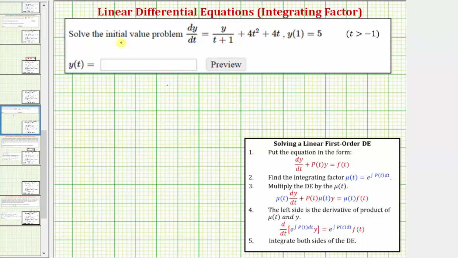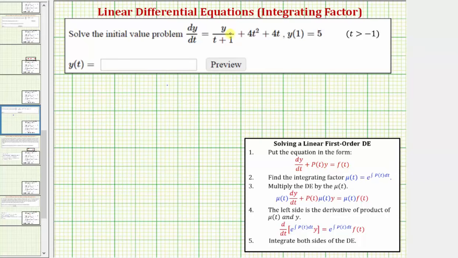Welcome to an example on how to solve an initial value problem involving a linear first-order differential equation. We'll be solving the differential equation using an integrating factor. The first step is to make sure the differential equation is in the correct form, where the correct form is given here, where we have dy/dt plus p of t times y equals f of t.